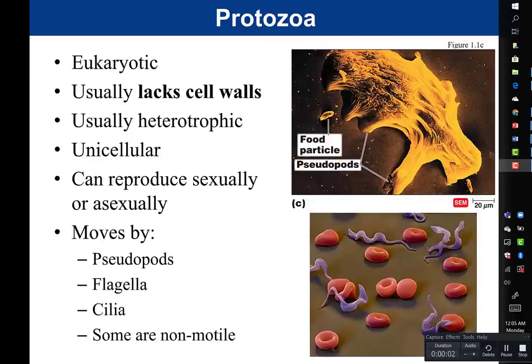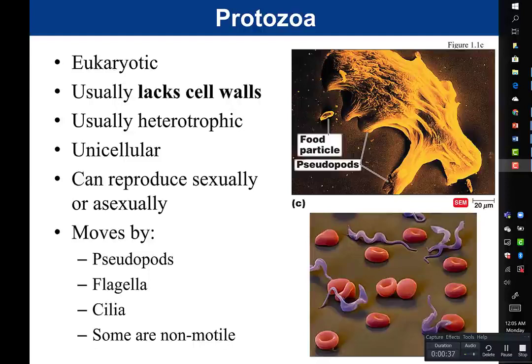So next we're going to move on to our protozoans. And protozoans are eukaryotic. Again, that means that they have a membrane-bound nucleus that surrounds the DNA. These will usually lack cell walls. So protozoans are thought to be more kind of animal-like. And so in this case, these are going to lack cell walls. They are usually heterotrophic. So again, they have to usually consume food in order to survive. Protozoans are going to be unicellular. So they exist as one single cell.